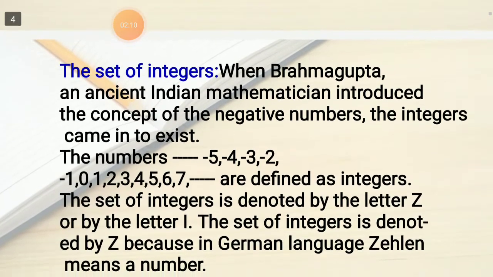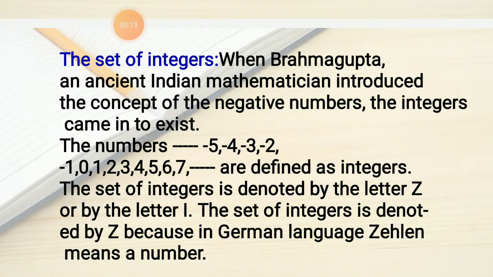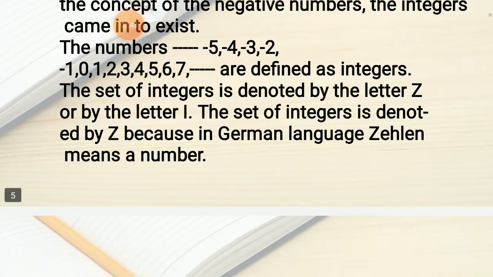The set of integers. When Brahmagupta, an ancient Indian mathematician, introduced the concept of negative numbers, the integers came into existence. The numbers ... minus 5, minus 4, minus 3, minus 2, minus 1, 0, 1, 2, 3, 4, and so on are defined as integers. The set of integers is denoted by the letter Z or by the letter I. The set of integers is denoted by the letter Z because in the German language Zahlen means a number. So in the word Zahlen, the first letter Z is taken to denote the integers.